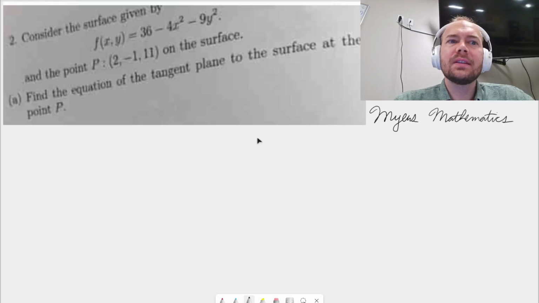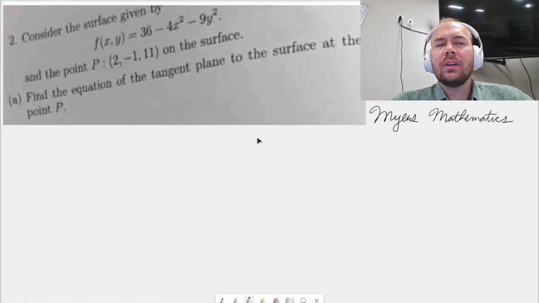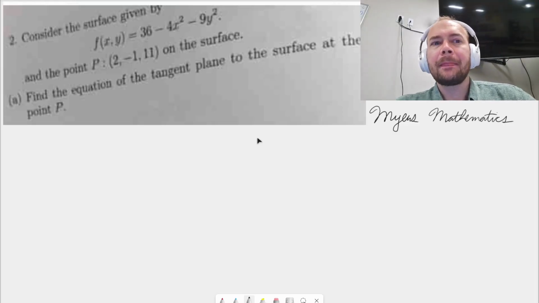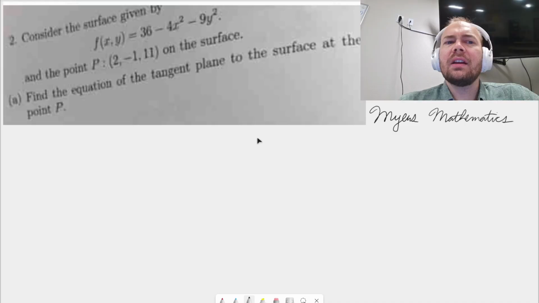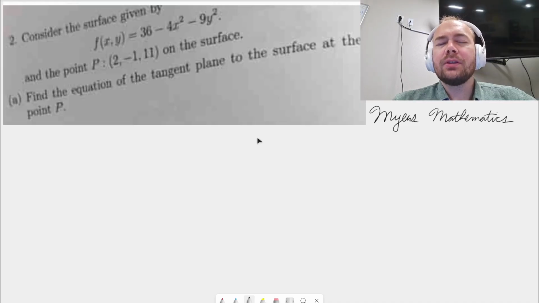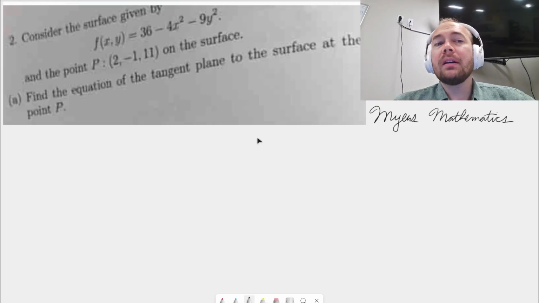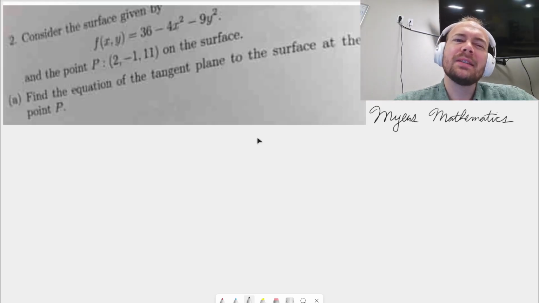Number 2, it says consider the surface given by f of x comma y, which is z, equal to 36 minus 4x squared minus 9y squared, and the point P, 2 comma negative 1 comma 11, that's on the surface. They were a little generous with the point. They don't have to give you the z. They could just say it's f of 2 comma negative 1, and then you'd have to find out what the z value is on your own. But they decided to just tell us what it is, so that was nice of them.